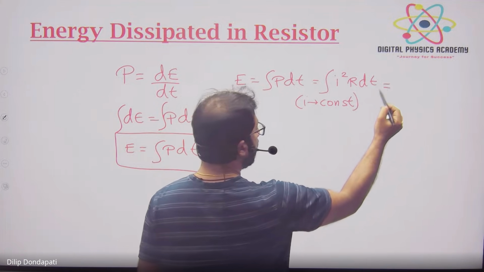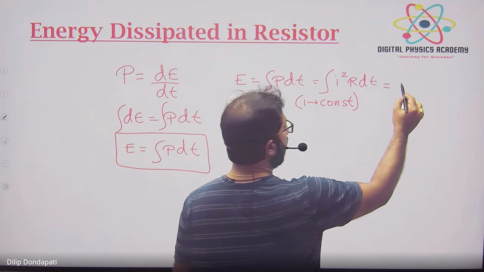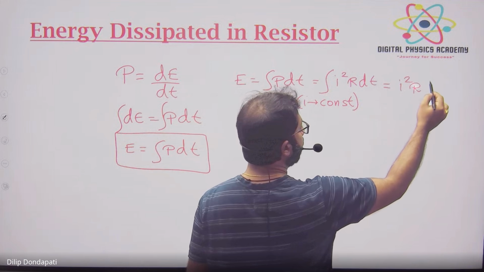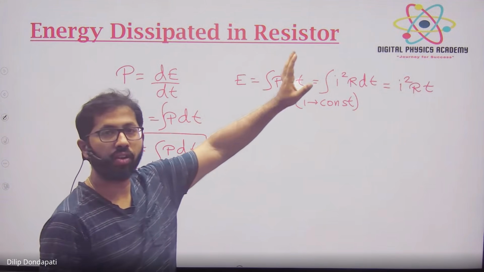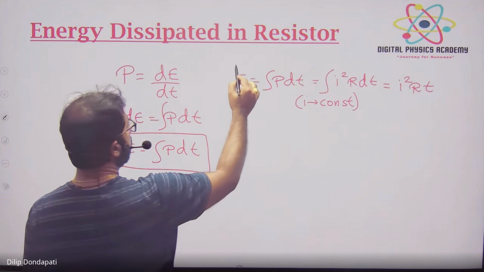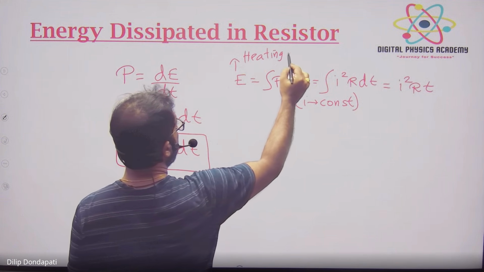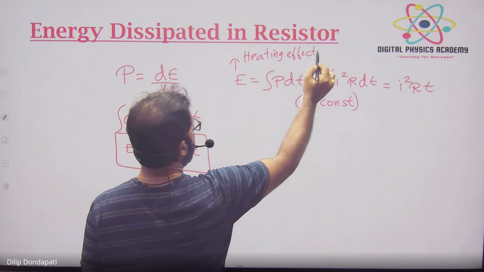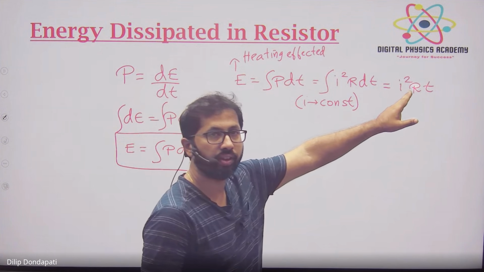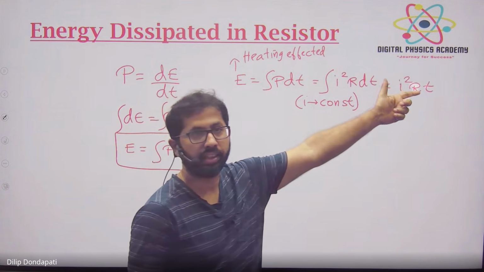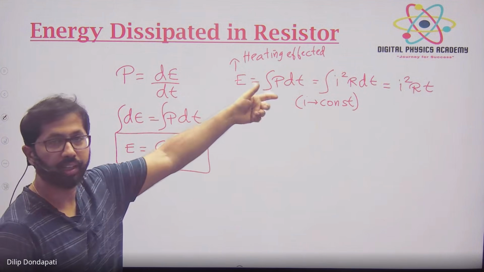so what will the energy formula be? I will come outside, R will come outside, integral dt is T, so I square R T. Look, this is only the heating effect. This is called Joule's law of heating. Energy dissipated in resistor is I square RT. And this formula we use only when I is constant. Then only it comes outside. Otherwise you have to use this formula, substituting for P and integrating.